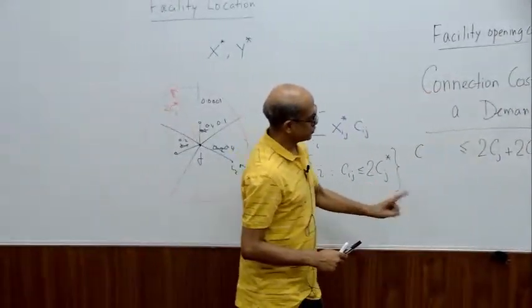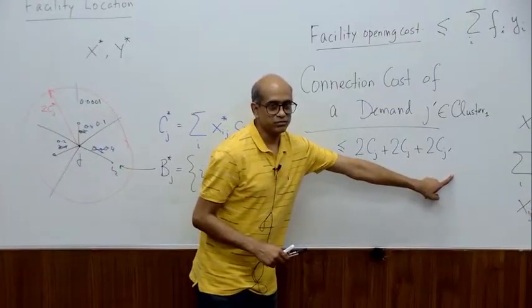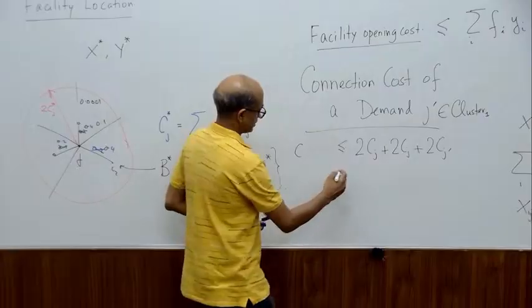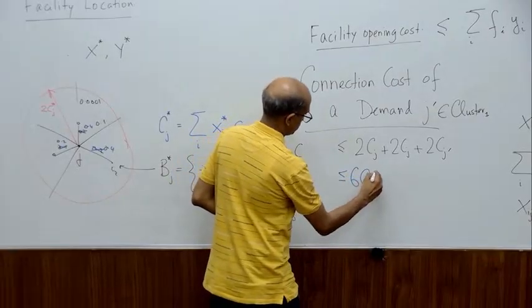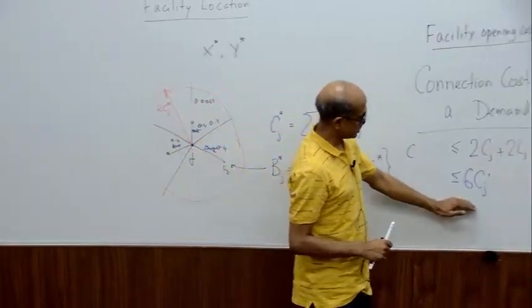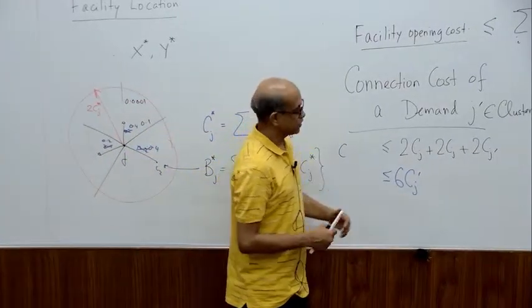And then I use that Cj was less than or equal to Cj prime, because I chose the J with the smallest Cj value. So this is at most 6 times Cj prime. Okay, so for every J prime, its connection cost is at most 6 times Cj prime.